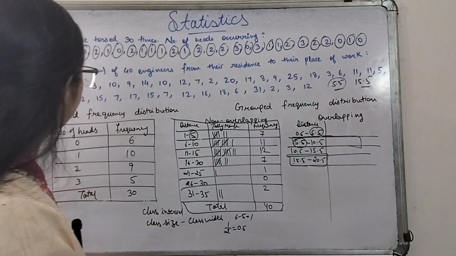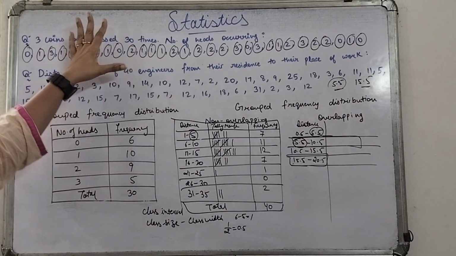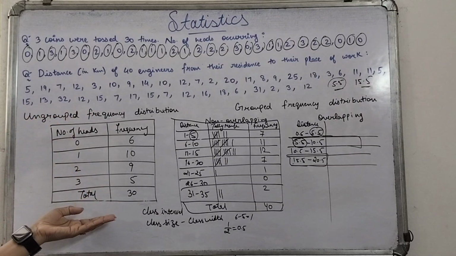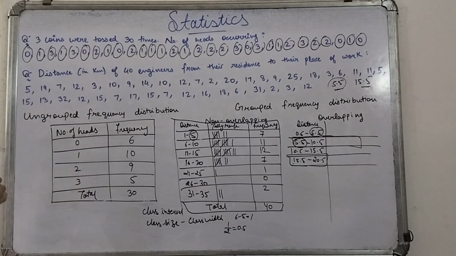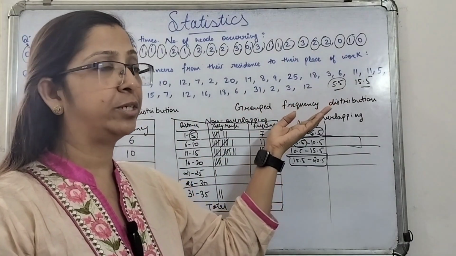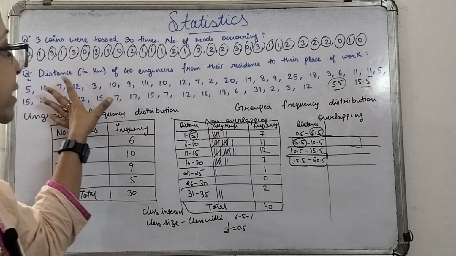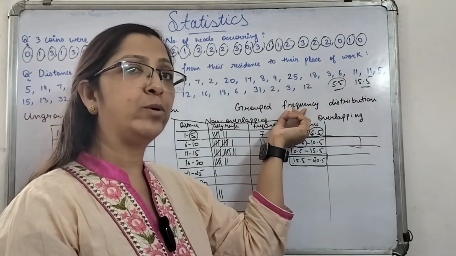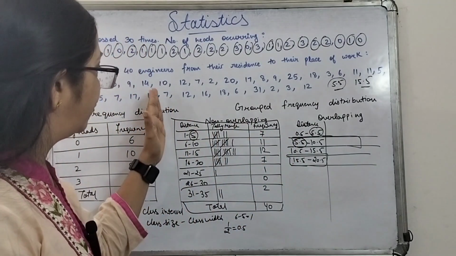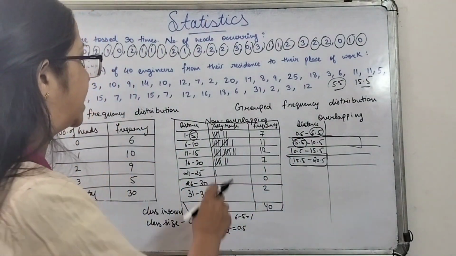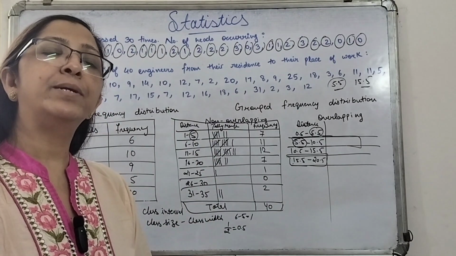So hope it is clear how we can represent this data in an ungrouped frequency distribution table, and how we can represent data in a grouped frequency distribution table. When your data is very big, it is better to represent it in a grouped frequency distribution table. First of all, we make the grouping. Grouping we can make as per our convenience. Class size could vary as per our convenience.